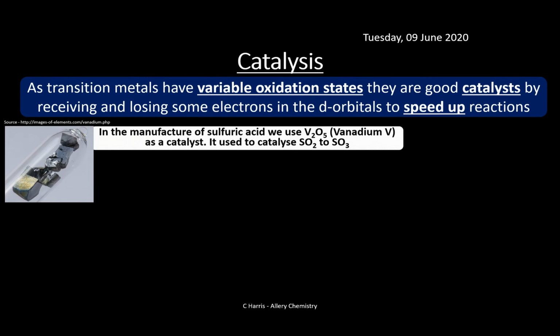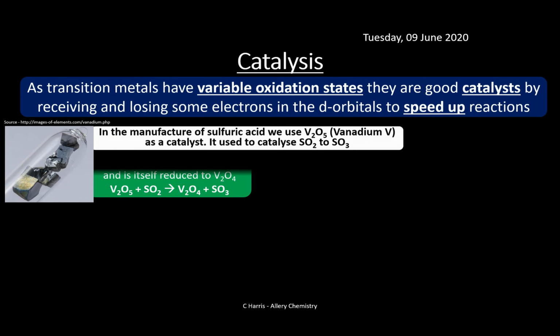So you can see in the manufacture of sulfuric acid, this is the contact process. We make sulfuric acid, which is a bulk chemical used in loads of different chemical reactions. So it's a vital reaction. But in the manufacture of that, we use vanadium compounds. We use V2O5 as a catalyst, and it's used to catalyze SO2 to SO3. Then what we do with that SO3 is we bubble it through water and we form sulfuric acid. So we're just looking at one of the steps in the manufacture of sulfuric acid.